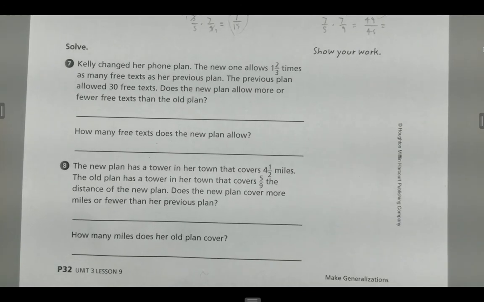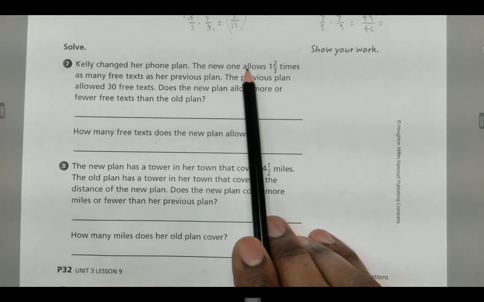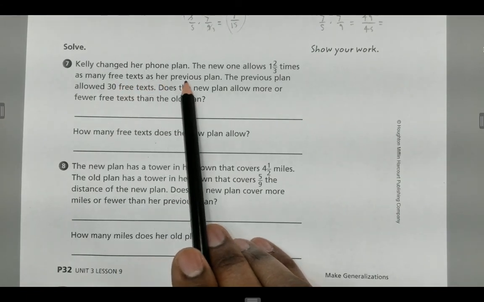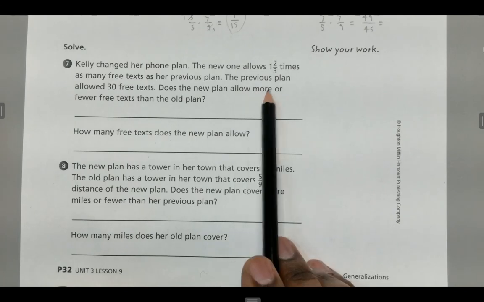Number 7, Kelly changed her phone plan. The new one allows 1 2/3 times as many free texts as her previous plan. The previous plan allowed 30 free texts. Does the new plan allow more or fewer free texts than the old plan? Well, it says right here that the new plan allows 1 2/3 times as many free texts as her previous or old plan. So the new plan allows more.